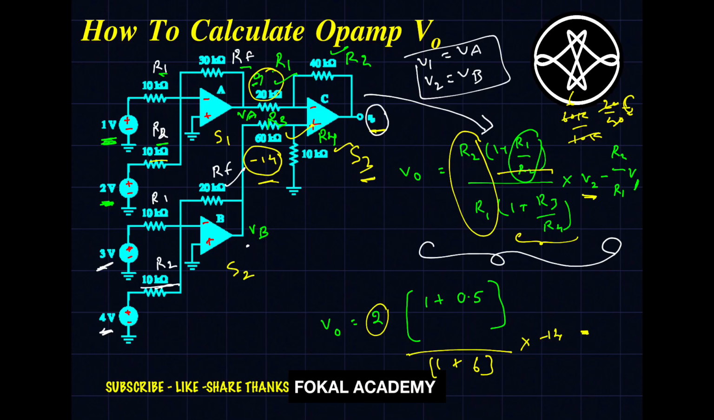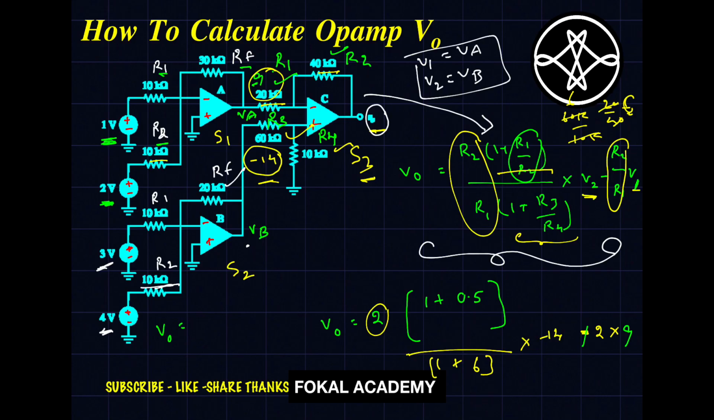Minus of R2 by R1 into V1. So R2 by R1 is nothing but 40k by 20k, nothing but 2. So 2 into V1, nothing but VA. So VA is nothing but minus 9. So minus of minus here becomes plus, into 9.